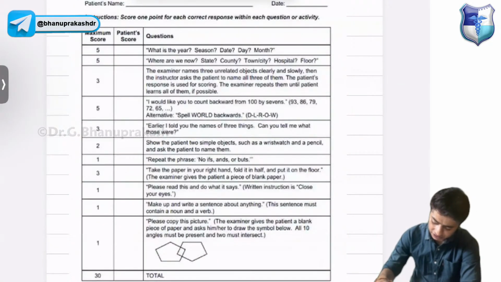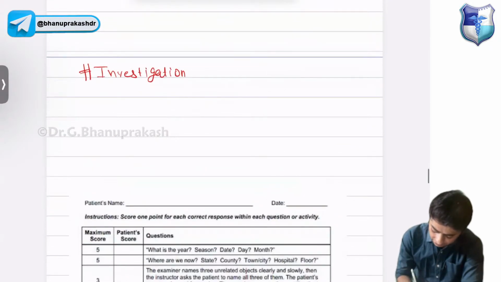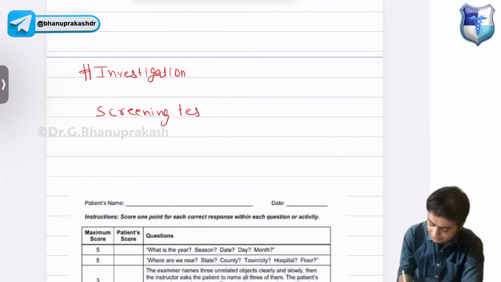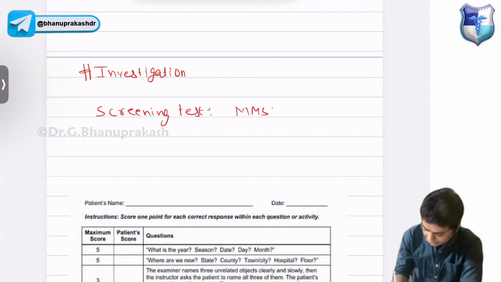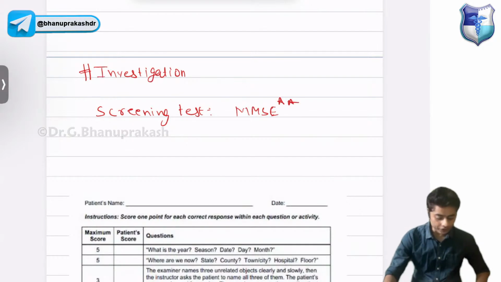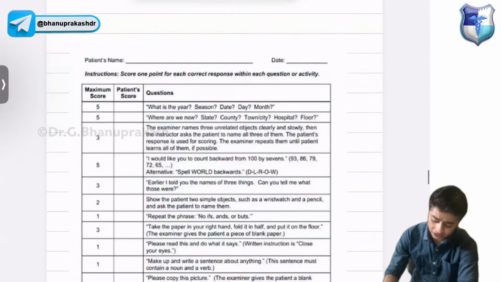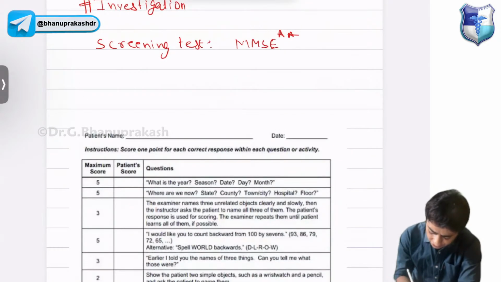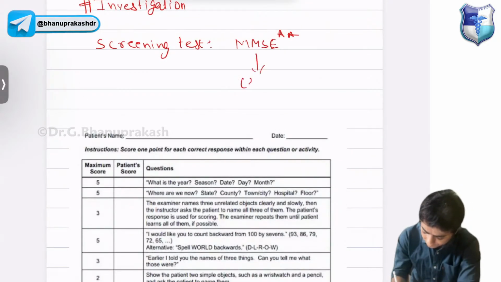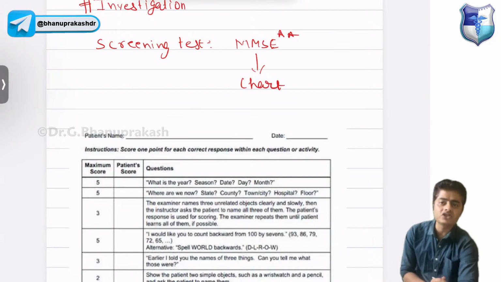So when it comes to investigation, the basic screening test is your MMSE. So how to do this MMSE? In MMSE, this is an MMSE chart.